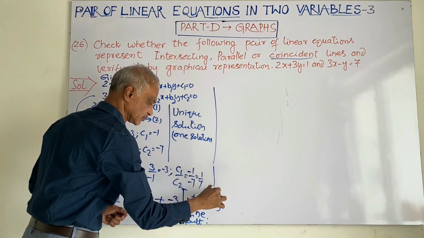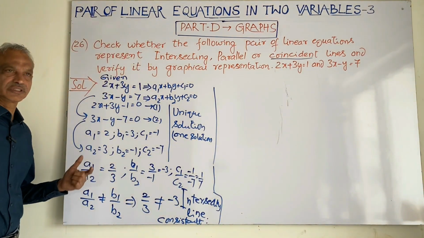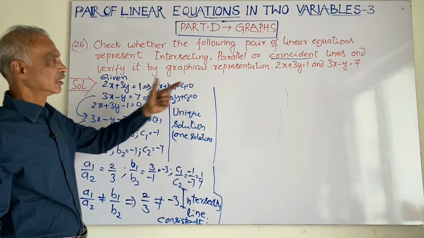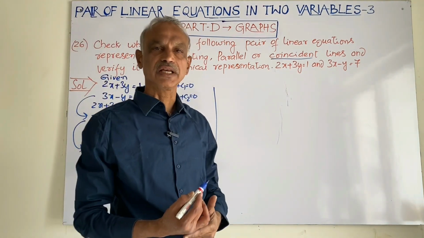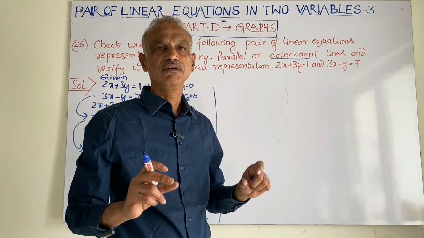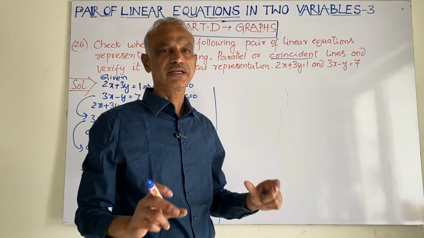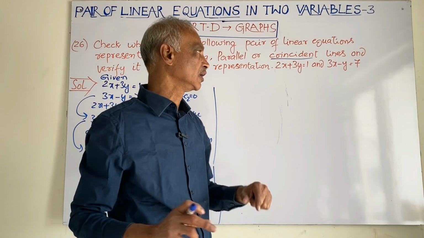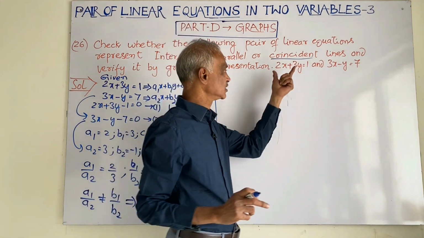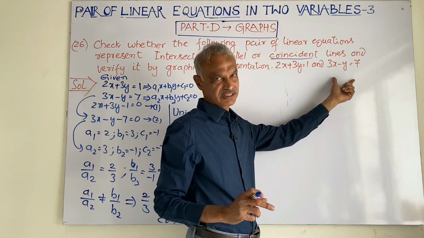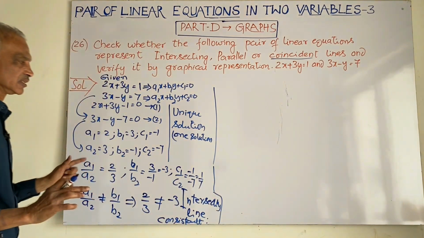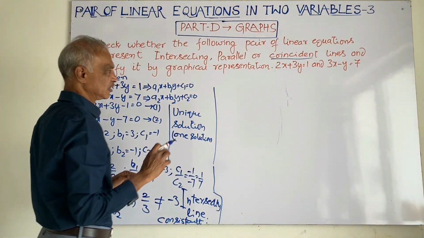Now, we understood that the given lines are intersecting lines. They will have only a unique solution. They intersect at only one point. That point satisfies this equation and also this equation. Now, for intersecting lines, we can draw a rough diagram.